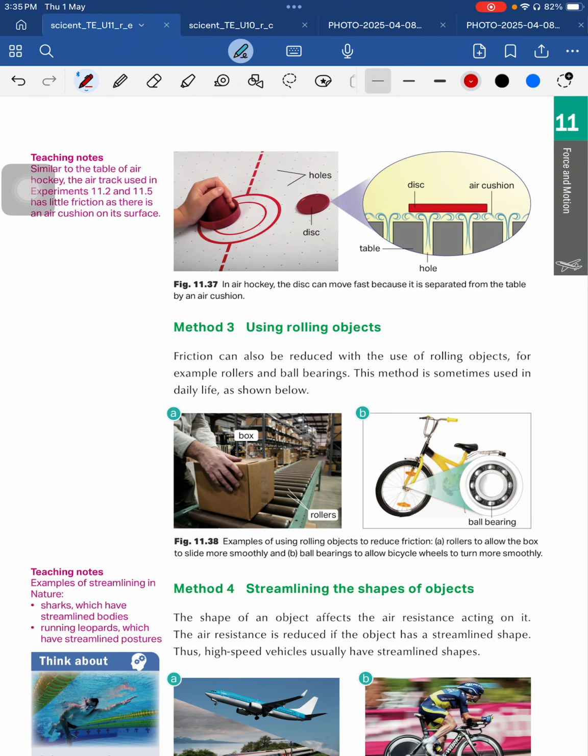Now here is another game. I think most of you played this before. It's called air hockey. You find that there will be many tiny holes here that blow out some air, and then the disc on top of it will have much less friction, and when you hit it, it will move very fast. Then we try to use another measure called rolling objects. For rolling objects, just like what we have in the experiment related to marbles, we try to have some rollers or ball bearings to make the contact surface area less, and then reduce the friction.